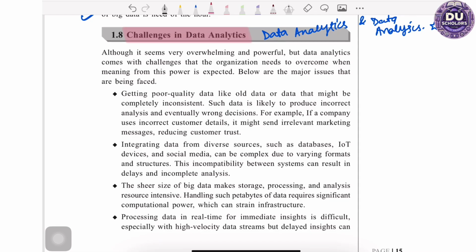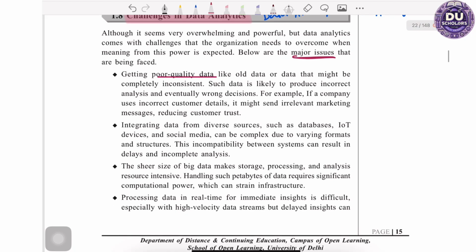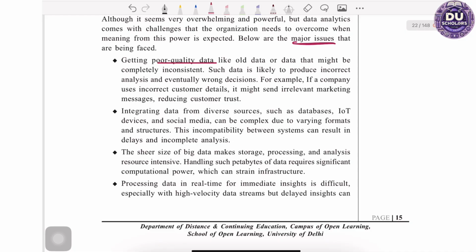So a major issue that is being faced is poor quality of data, like old data or data that might be inconsistent. Such data is likely to produce incorrect analysis and eventually lead to wrong decisions. For example, as we all say when we are learning computers, if we give any command to the computer, it processes it and gives us the output. So we use the phrase garbage in, garbage out, right? If we give input as waste material, then the output will also be waste material only, so there will be no use of that, right?